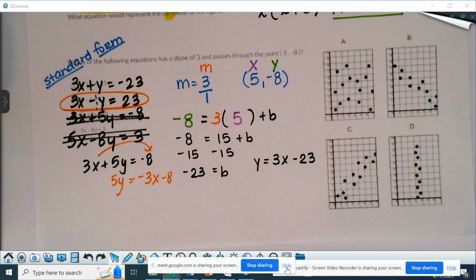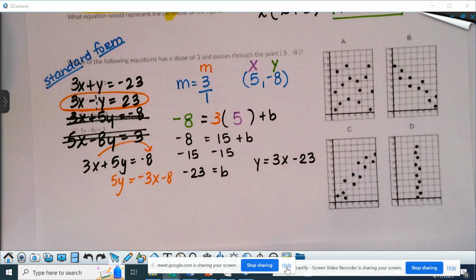You probably also could plug your x and y values into each one of those equations and see which ones come out true. Again, if it is calculator active, you could plug them in, make sure it passes through 5, negative 8. Remember x, so you're going to go to the right 5 and then down 8, and then make sure it just has a rise of 3 over 1 to the next coordinate. I didn't copy the question.